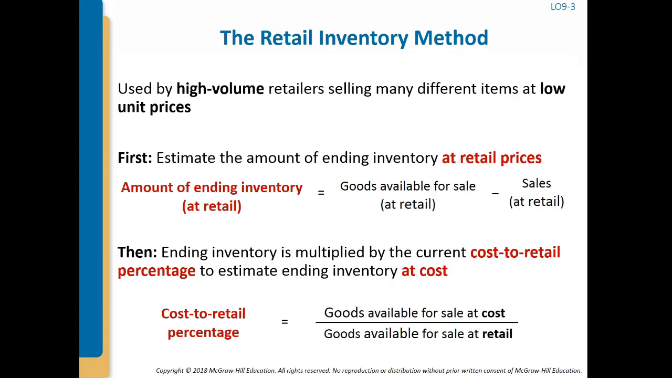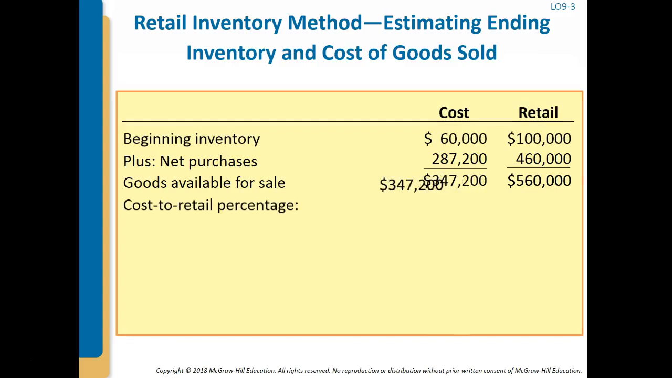In its simplest form, the retail inventory method first estimates the amount of ending inventory at retail by subtracting sales from goods available for sale. Retail amounts refer to current selling prices. Ending inventory at retail is then multiplied by the current cost to retail percentage to estimate ending inventory at cost. The cost to retail percentage is found by dividing goods available for sale at cost by goods available for sale at current selling prices. Here we see an example of the retail inventory method.